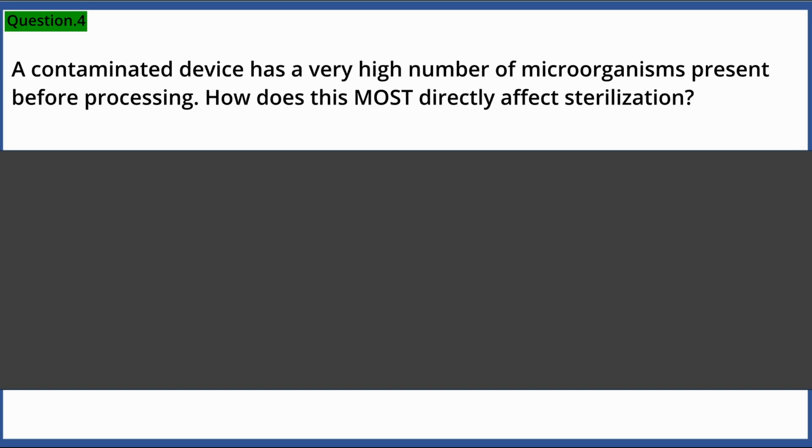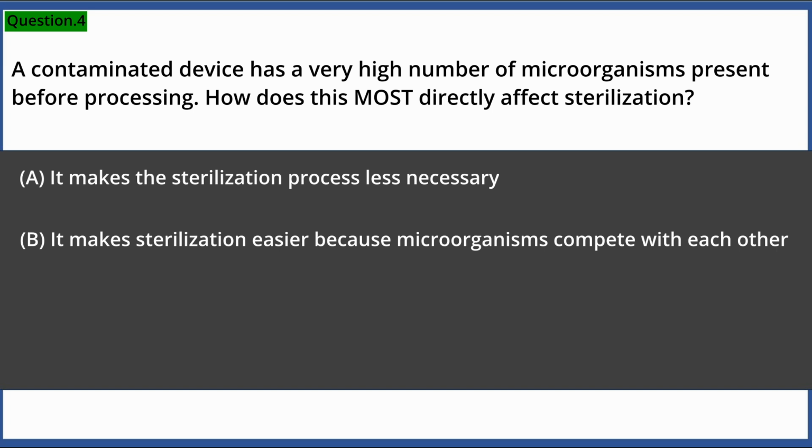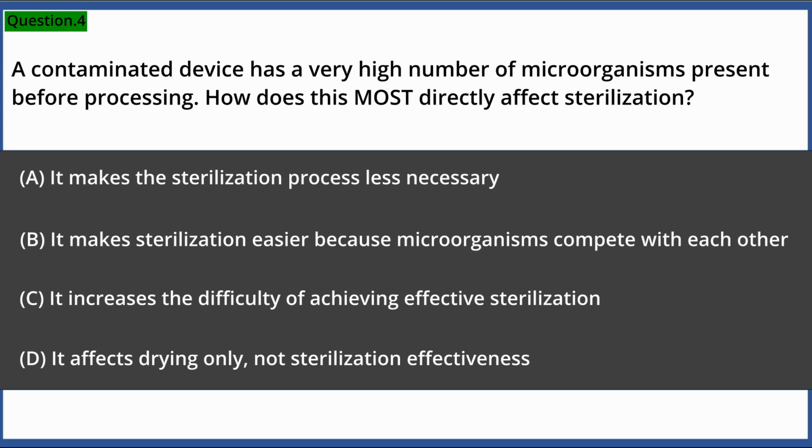A contaminated device has a very high number of microorganisms present before processing. How does this most directly affect sterilization? A. It makes the sterilization process less necessary. B. It makes sterilization easier because microorganisms compete with each other. C. It increases the difficulty of achieving effective sterilization. D. It affects drying only, not sterilization effectiveness. Answer. C. It increases the difficulty of achieving effective sterilization.